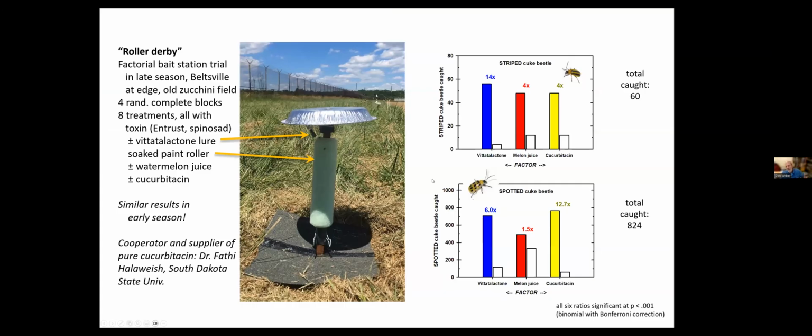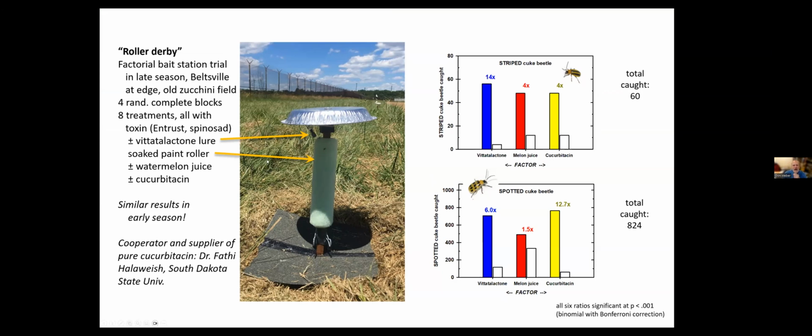Here's one of the ways where we thought about using this to advantage to reduce the number of beetles. And we're working on some other things too. We called it the roller derby. And one of my colleagues up in Vermont said, hey, how are we going to present this bait? And we want to know how many beetles come. And we're going to have a bait station. So he said, well, why not just soak a paint roller?